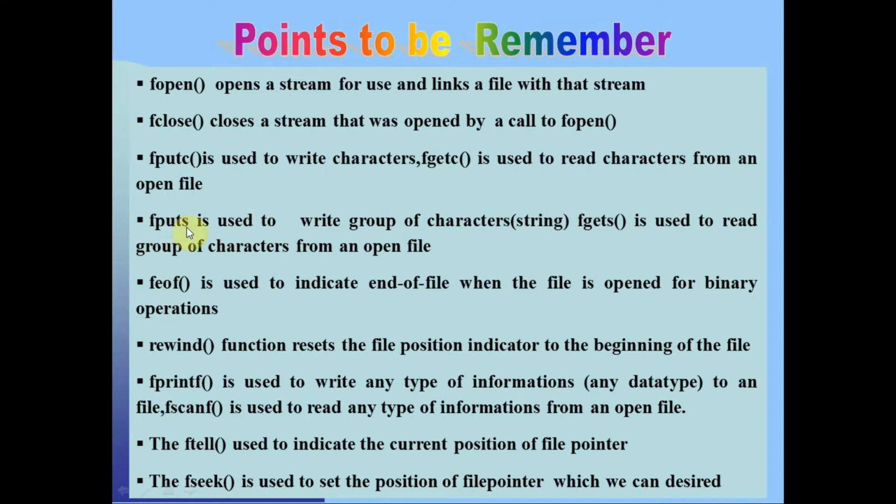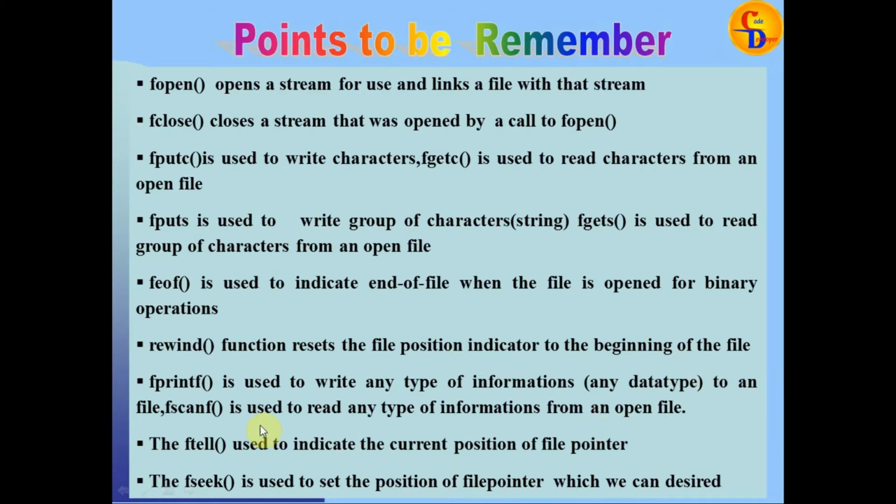Then fputs(): this function is used for writing a group of characters, that is a string, to the file. Then feof() is used to indicate end of file when the file is opened for binary operations. Then the rewind() function resets the file position indicator to the beginning of the file. Then fprintf() is used to write any type of information, that is any data type. It supports all kinds of data types.